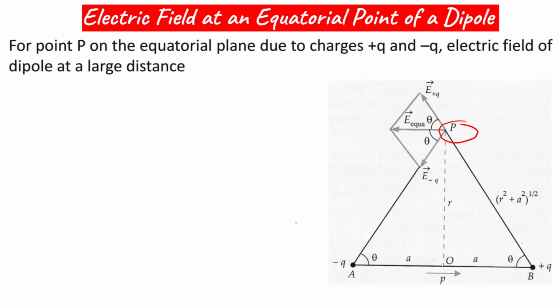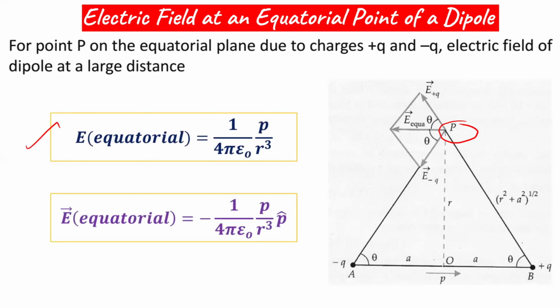So, simply for a point on the equatorial plane, due to charges plus q and minus q, the electric field of the dipole at a large distance is given by E at the equatorial point is 1 upon 4 pi epsilon naught p upon r cube, and in vector form this is minus 1 upon 4 pi epsilon naught p upon r cube in the direction p cap, as you can see from this diagram. The dimensions are mentioned over here.